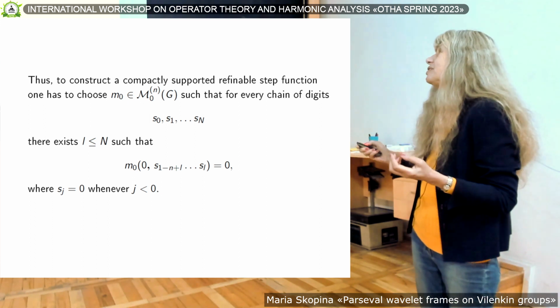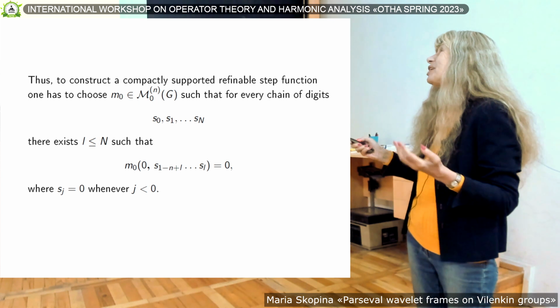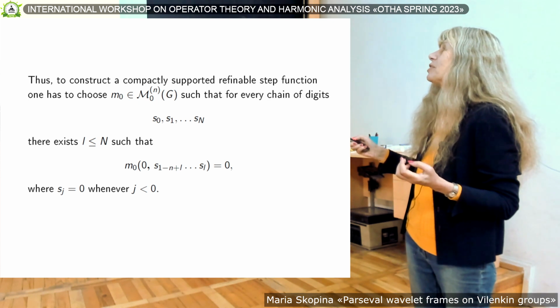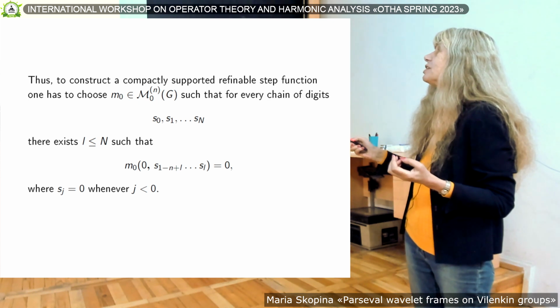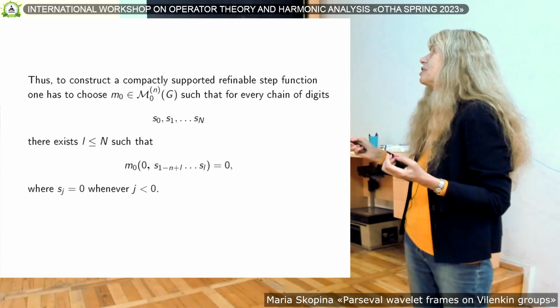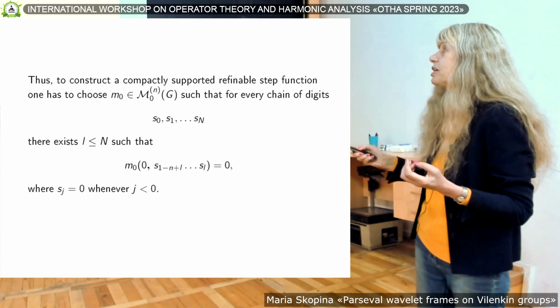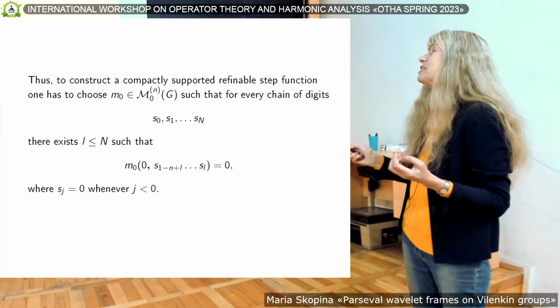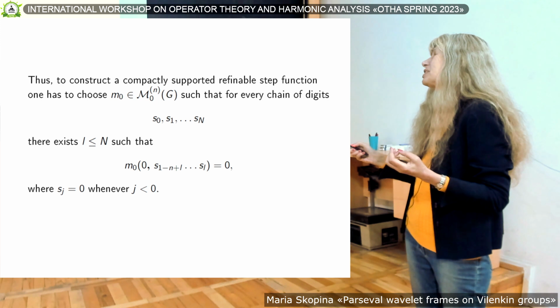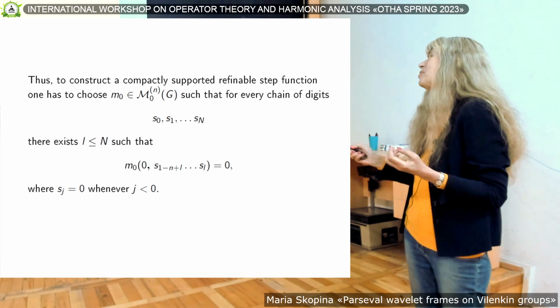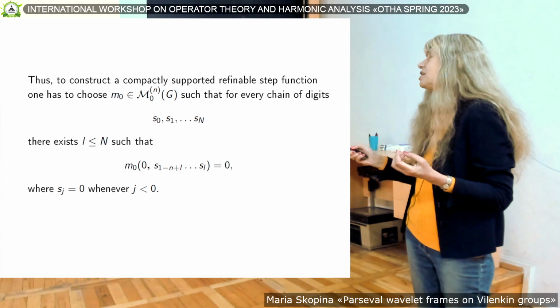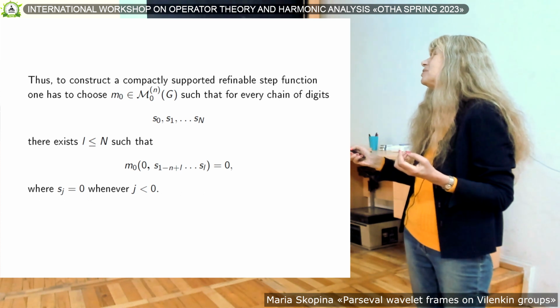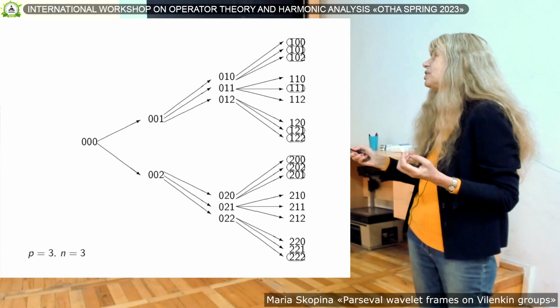How to describe all such functions? We take an arbitrary chain of digits. So it should be such that there exists at least one subchain consisting of n elements that vanishes M0.